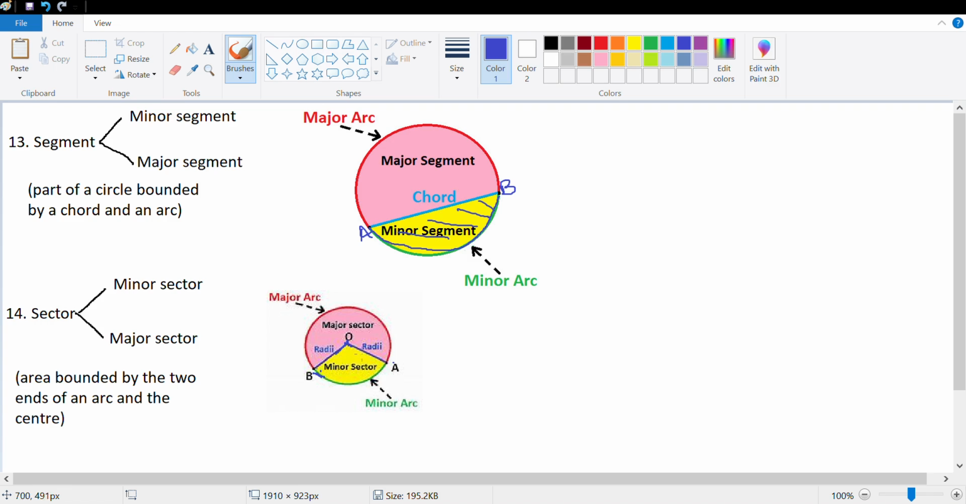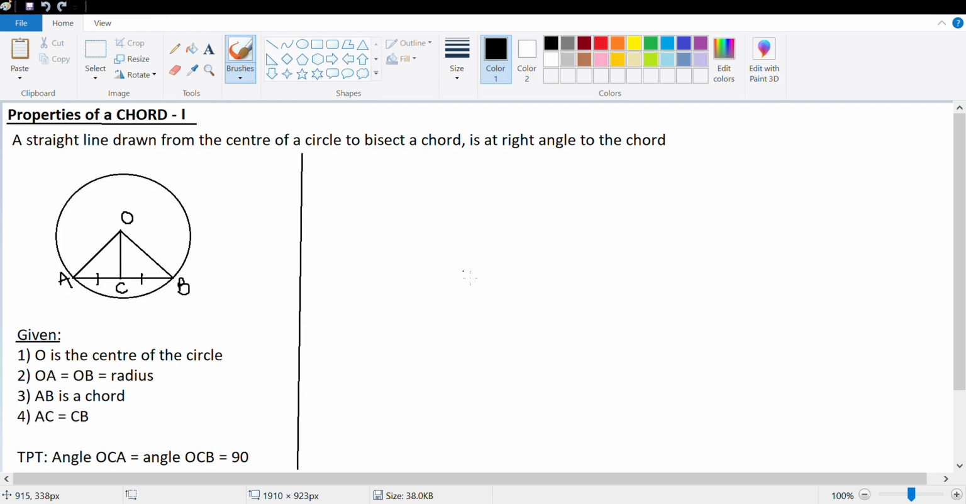The area between OB and A is the minor sector, and this is the major sector. Good. So we've talked about arcs, we've talked about segment, and we've talked about sector. We've talked about incircle, inscribed circle, circumscribed circle, and circumcenter. Perfect. Now let's look at some properties of a chord, which is what this complete chapter is about.